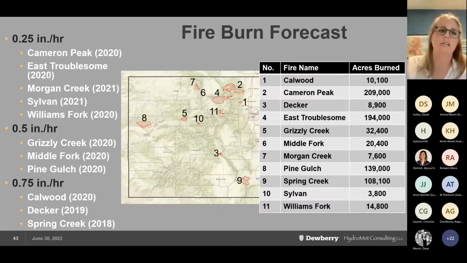Right now we have much lower intensities for Cameron Peak, East Troublesome, Morgan Creek, Sylvan, and Williams Fork. One thing that really sticks out on this chart on the left-hand side is Cal Wood at up to 0.75 inches per hour before we've really seen any issues with it. A lot of this has to do with engineering feats. Same with Grizzly Creek. There's a lot of engineering as well as that grain size that we think are at play here as to why we don't need that 0.25 inches an hour to trigger any debris flows at this moment. Again, if it goes over a more susceptible part of the burn area, lower thresholds can definitely cause some issues.